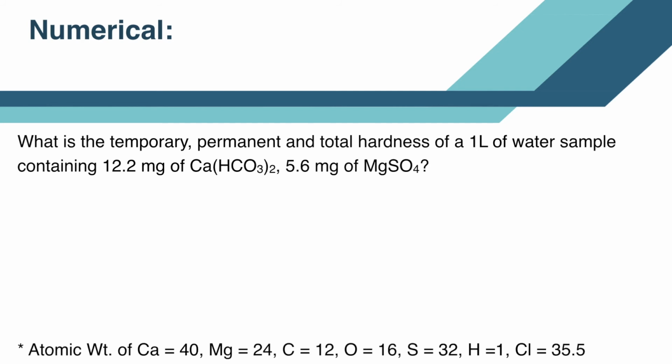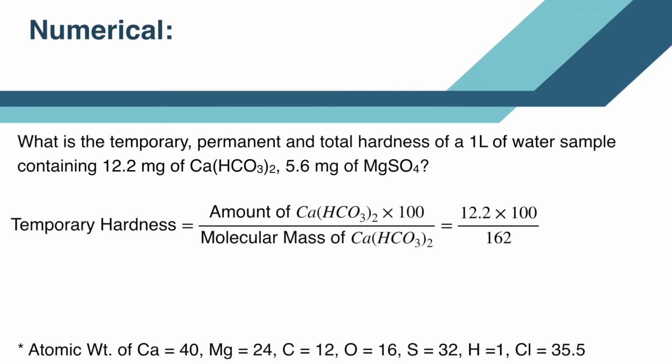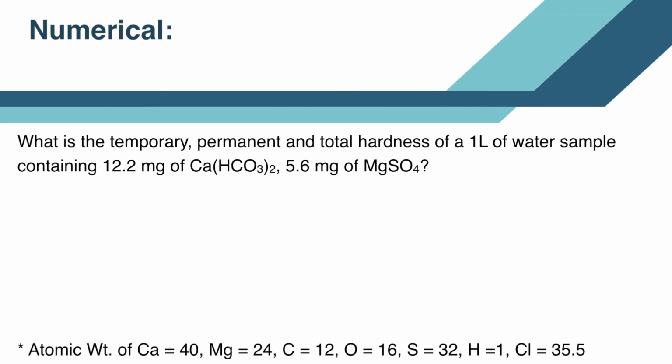Second job is to convert each of these into ppm of calcium carbonate equivalent. How to convert this into ppm of calcium carbonate equivalent? First, calculating temporary hardness: amount 12.2 multiplied by 100 divided by the molecular weight of calcium bicarbonate. Molecular weight is 162, so 12.2 into 100 divided by 162. That gives you the figure of 7.53 milligram per liter of calcium carbonate equivalent. That is your temporary hardness present in water.